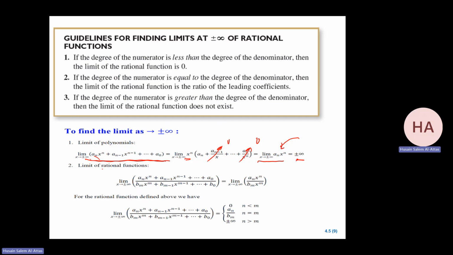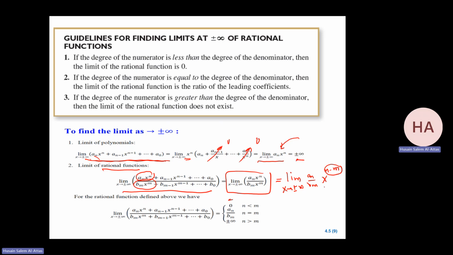The same thing if I have a rational function, which is polynomial over polynomial. The control will be the highest power in the numerator over the highest power in the denominator. So this limit is the same as this limit. And that will lead us to this: it will be x to the power n minus m. If n is less than m, this will be a negative power, meaning that thing will be in the denominator, so it will be a number over infinity, which is 0. So that gives me 0.